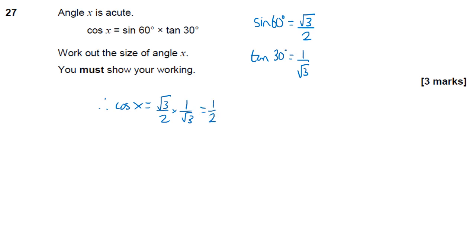So the question is, what value of x is it if the cosine of x is a half? And we're also told that x is acute, so we're just looking for one angle here. So it's 60 degrees. Okay, so cos 60 is a half, is again a trig ratio you should be familiar with. Okay, and that's it. That's the last question of the paper.